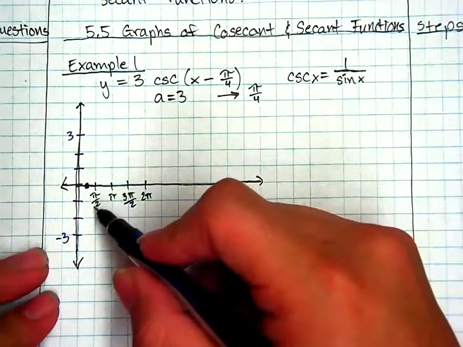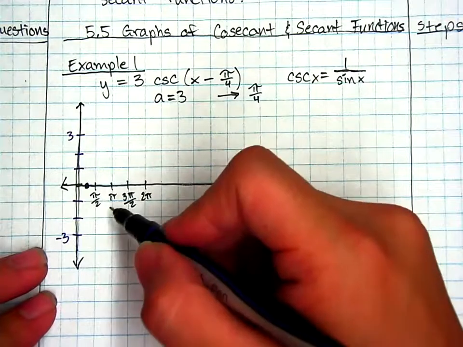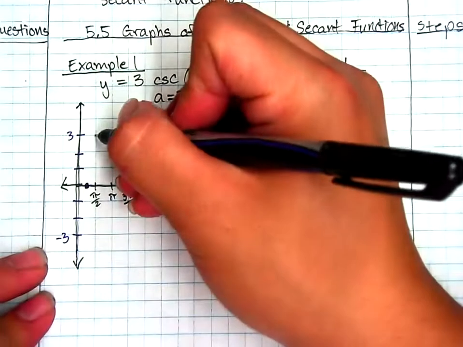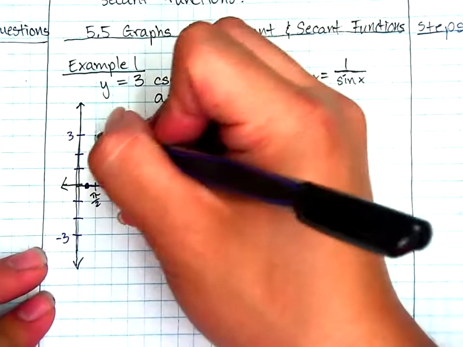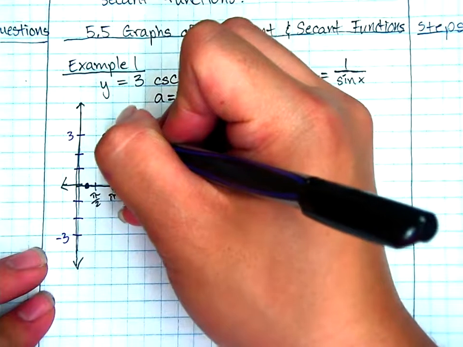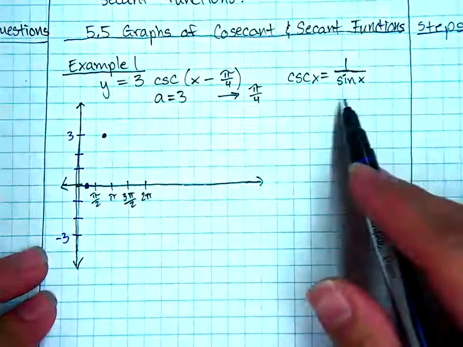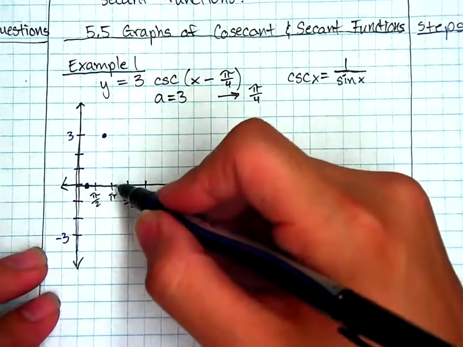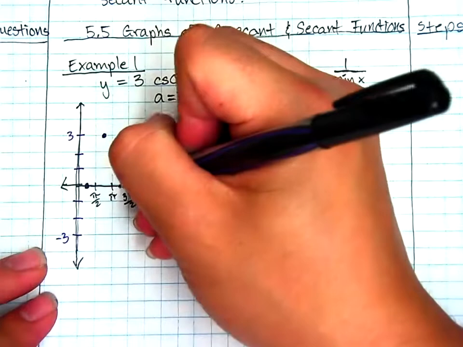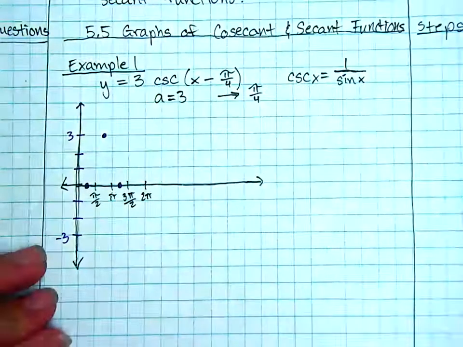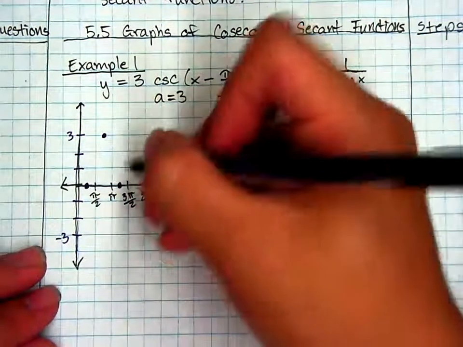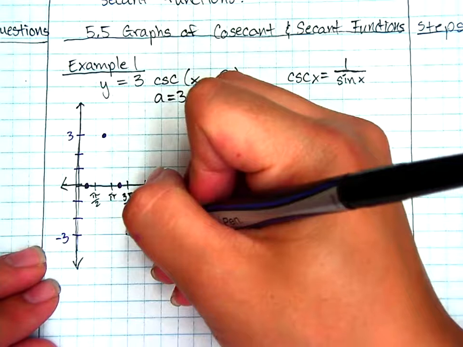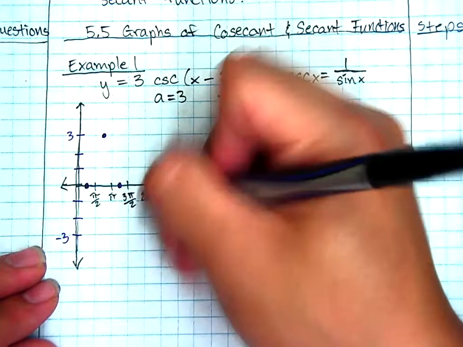So shifting over to the right, normally at pi over 2, sine of pi over 2 would be 1, but being amplified to 3, it's going to be 3. But then I have my shift to the right, so I'm actually going to move to the right by pi over 4. And then I have pi. Normally sine of pi is 0, so it's still going to be at 0, but I'm shifting to the right, pi over 4.